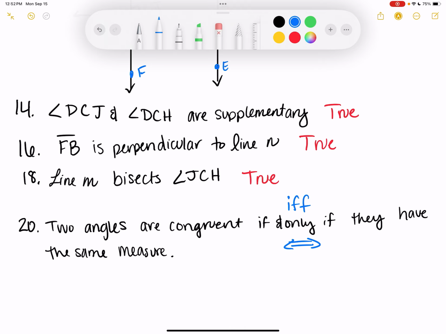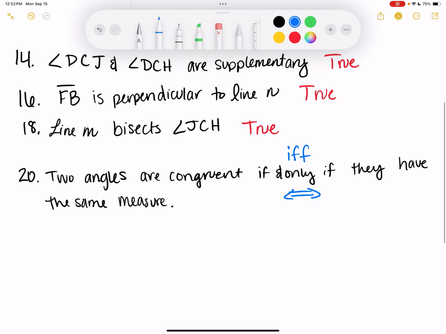All right, so my conditional statement, any idea how I would write this? It's an if-then. If two angles are congruent, then they have the same measure. Yep. If two angles are congruent, then they have the same measure.